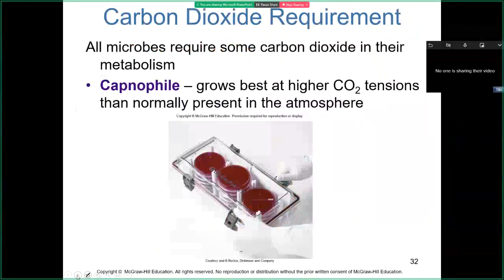Now, organisms that like CO2 are described as being capnophiles. So they're probably aerotolerant, or they might even be facultative anaerobes. But instead of using lots of oxygen, in all cases, they prefer CO2. They're actually more likely to be an aerotolerant organism or an obligate anaerobe.